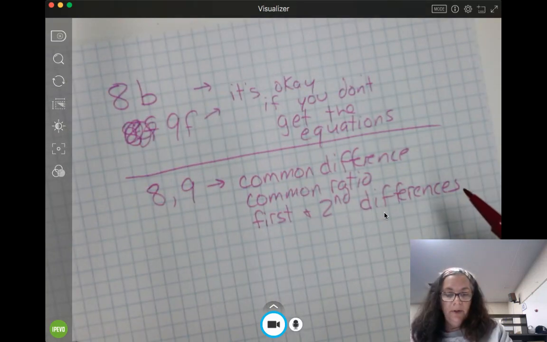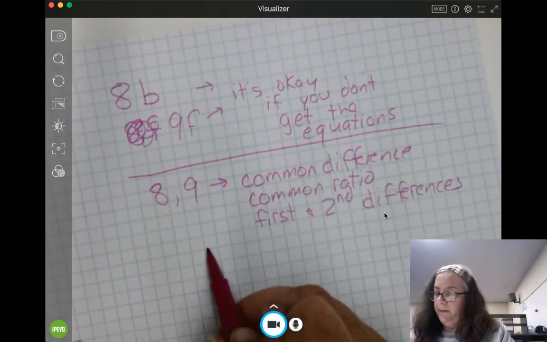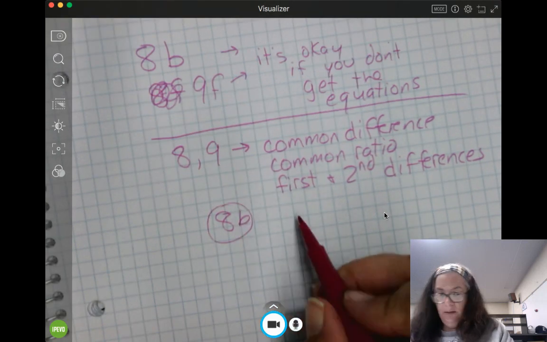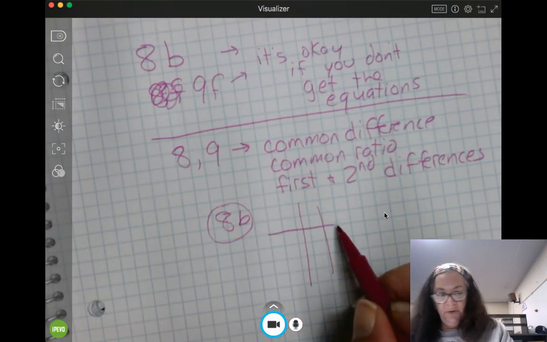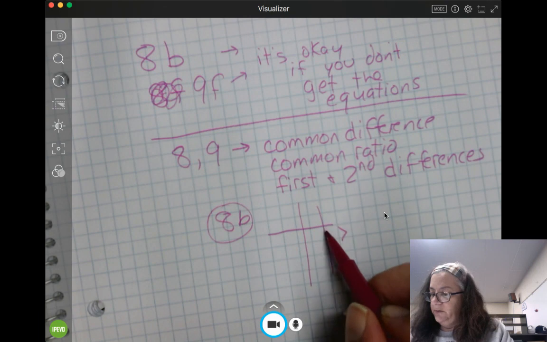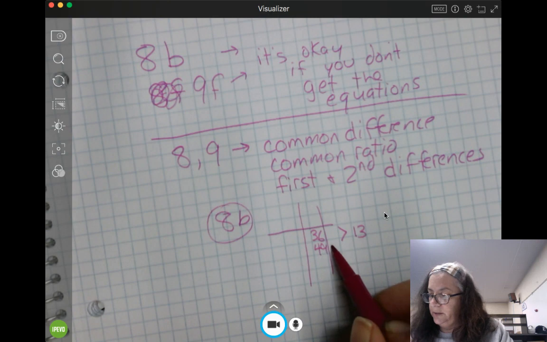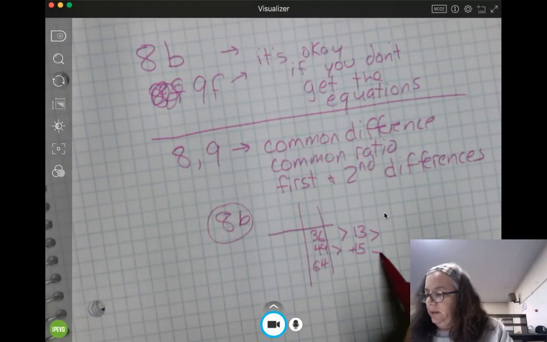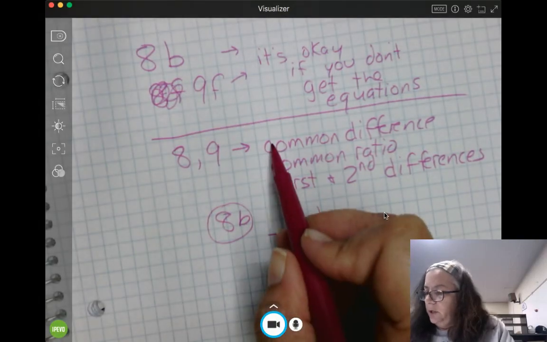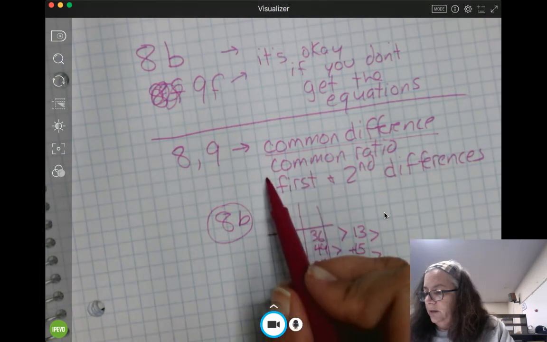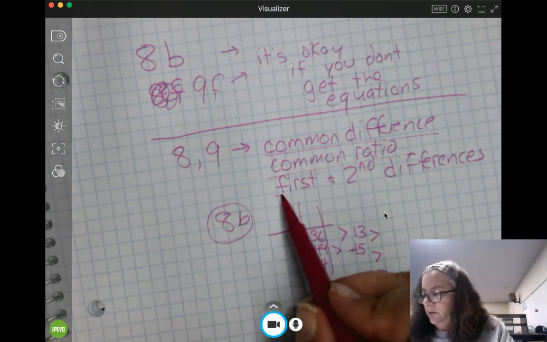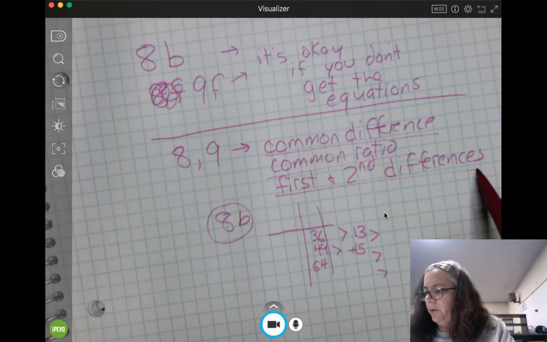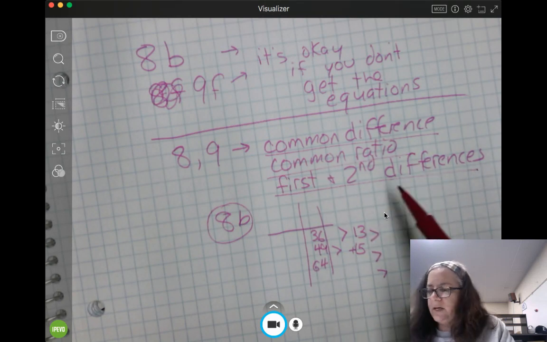Okay, so for example, I'm giving it away, but on 8B, it's a quadratic. So you would show me the first difference, like I think it goes from 36 to 49. So you would show me that that's plus 13. Then it goes 49 to 64. So you would show me that that's plus 15. And then you would show me the second differences. Okay, so you're going to pick one of these. The common difference, if it's linear, the common ratio, if it's exponential, the first and second differences, both, if it's quadratic. So you're going to have to figure that out a little bit.